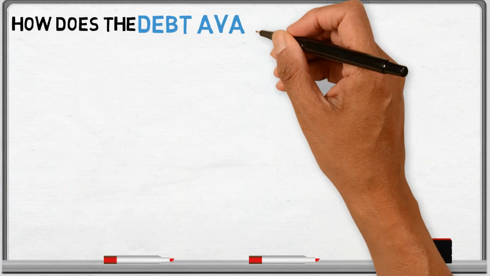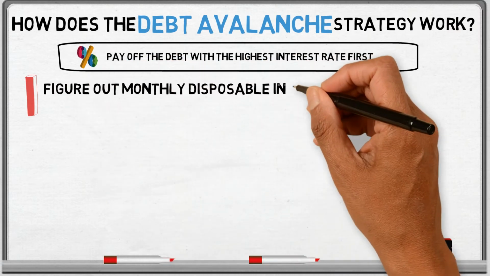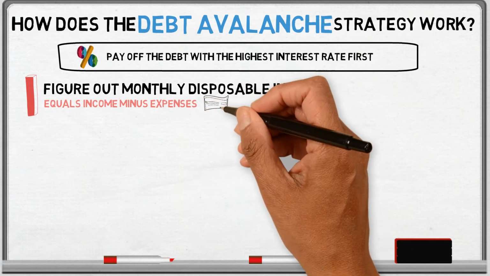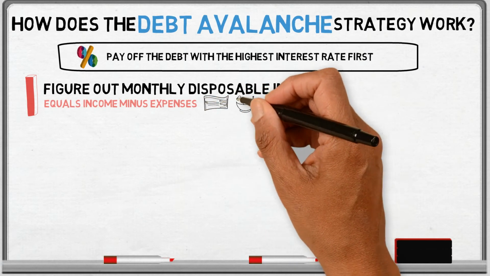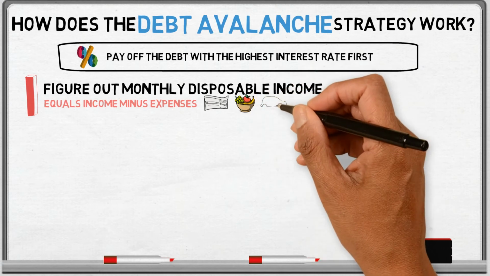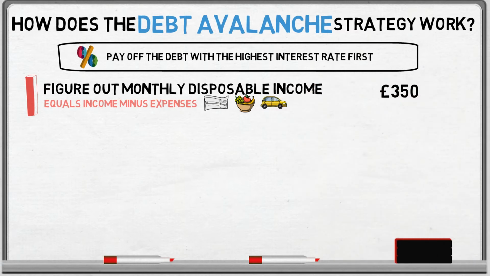So how does the Debt Avalanche strategy work? Step 1. Use a budget to figure out your monthly disposable income. This is the amount left after all your expenses, such as rent or mortgages, food and transportation, are deducted, and it will be used to make overpayments. The higher your disposable income, the quicker the debts will be repaid. For this example, let's use £350.